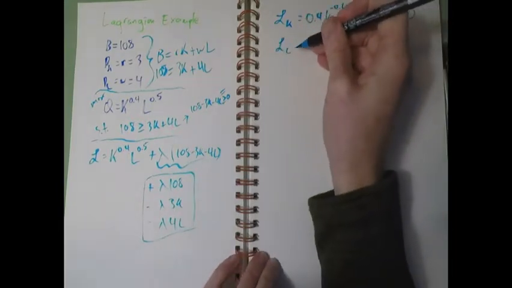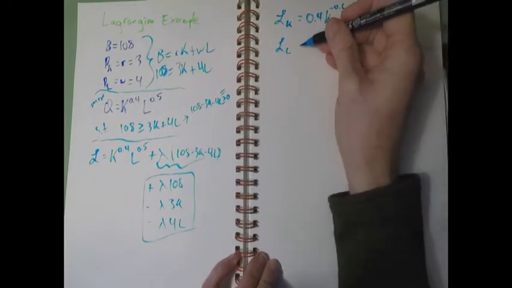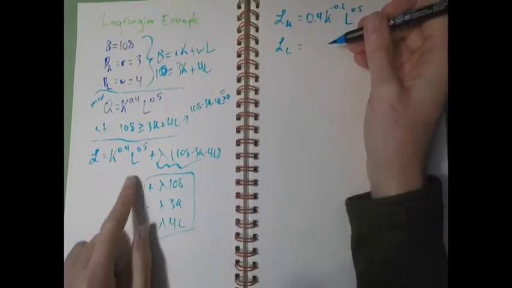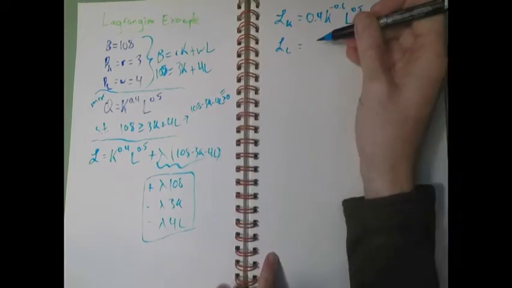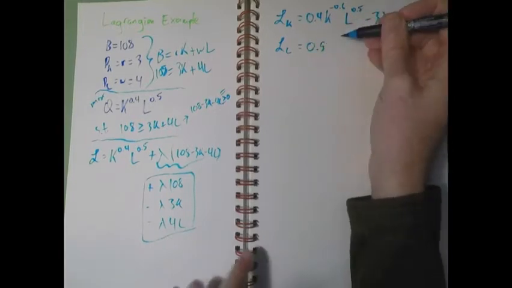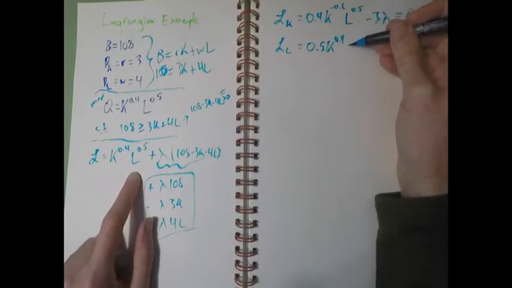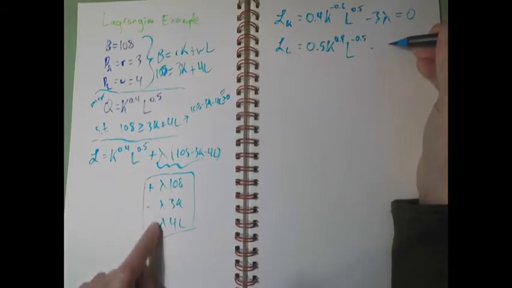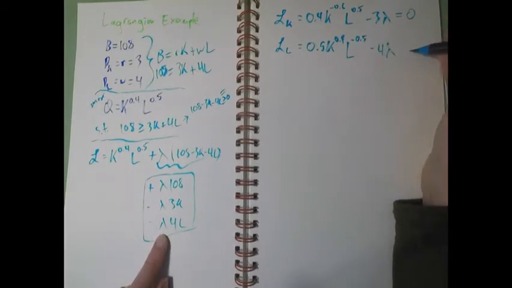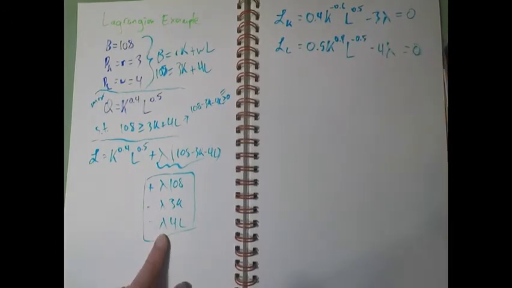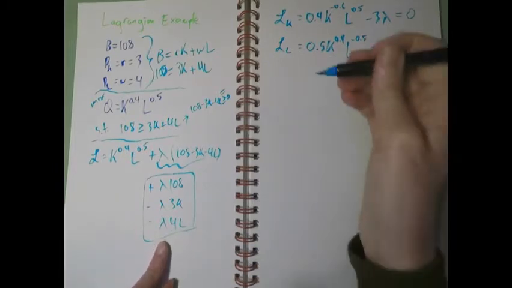So fancy L sub L, how does big L change as we change our labor? And this, we're going to get 0.5 times K to the 0.4, times L to the minus 0.5, minus 4 lambda equals 0, right? Not too bad. Partial derivatives are just derivatives.